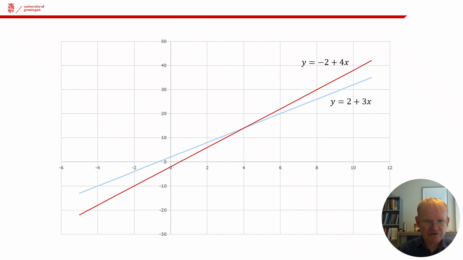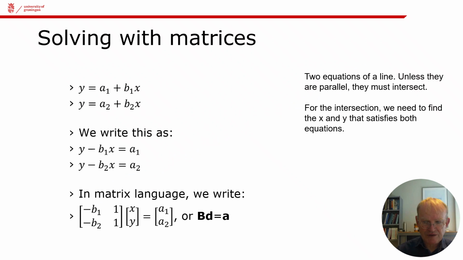So this is a visual presentation of the 2 lines. The red one is the one that intersects the y-axis at minus 2. It has a steeper slope, and the blue one intersects at plus 2 and it has a somewhat less steep slope. And it's obvious that the intersection is at x is 4. How do we solve this with matrix algebra?